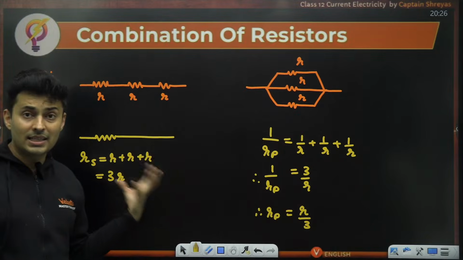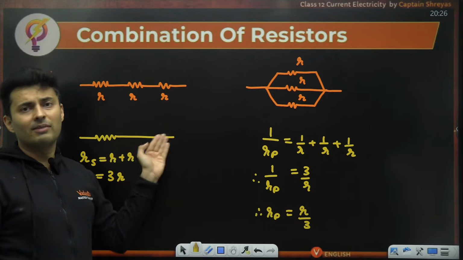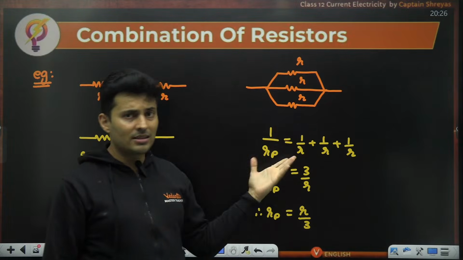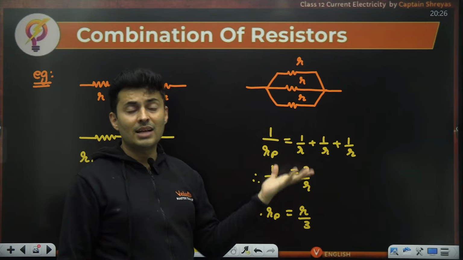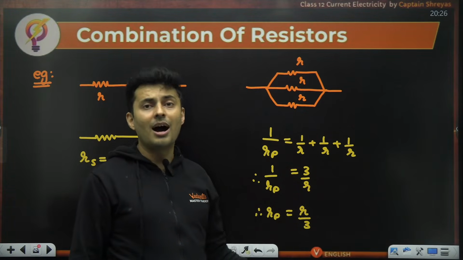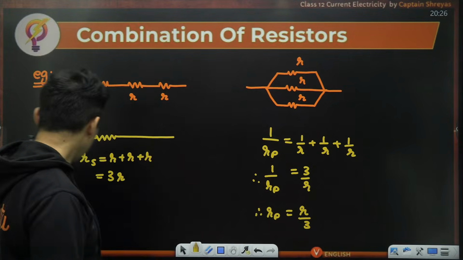So when they are in series and all of them are the same, if there are 5 resistors, it's 5R. If there are 100 resistors, 100R. But in parallel, if there are 5 resistors, it will be R by 5. If it is 100 resistors, it will be R by 100. If there are 1000 resistors, it will be R by 1000. That's how it goes, assuming all of them are equal.